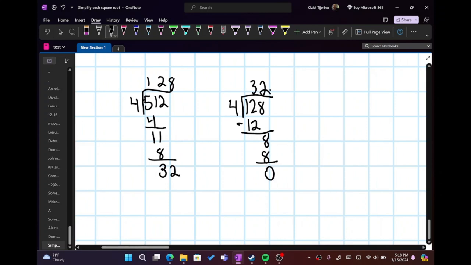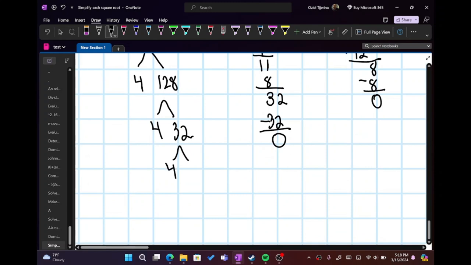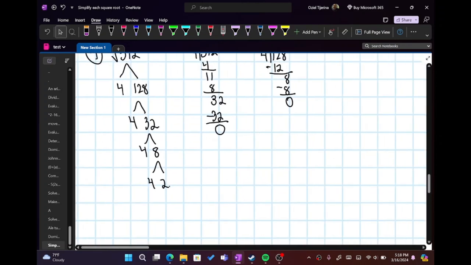So here, we're going to go ahead and just do this. And of course, this was like this. And so then we can clearly see that this is just 4 times 32. Do it again. So 4 times 8. Do it again. 4 times 2. Now look at all these fours, right? We have all these different fours here.